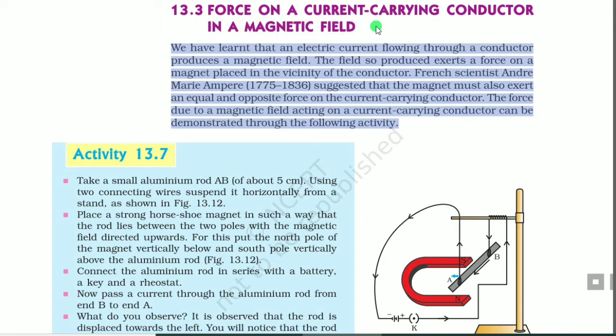We have learned that an electric current flowing through a conductor produces a magnetic field. The field so produced exerts a force on a magnet placed in the vicinity of the conductor. French scientist André-Marie Ampère, 1775-1836, suggested that the magnet must also exert an equal and opposite force on the current-carrying conductor. The force due to a magnetic field acting on a current-carrying conductor can be demonstrated through the following activity.